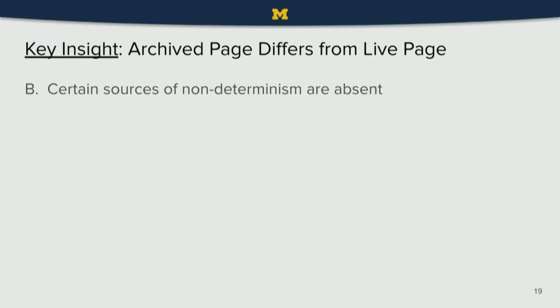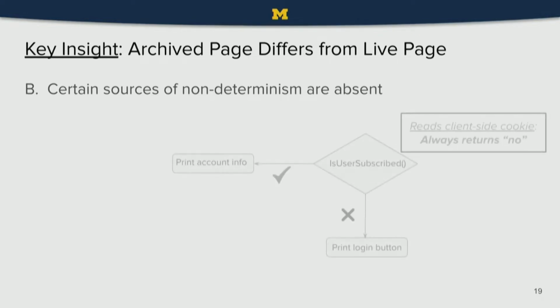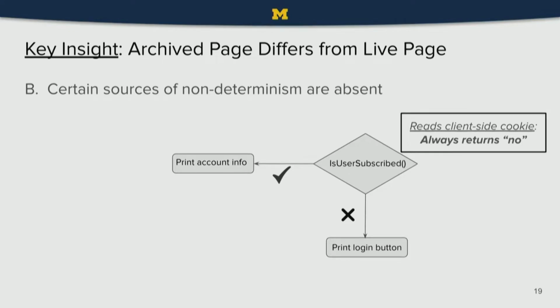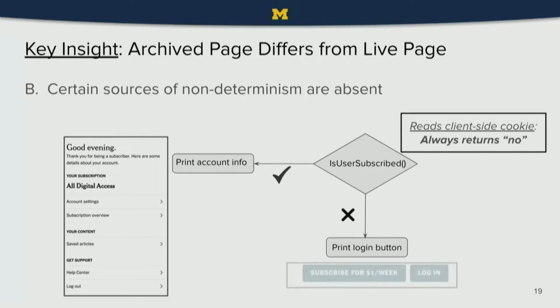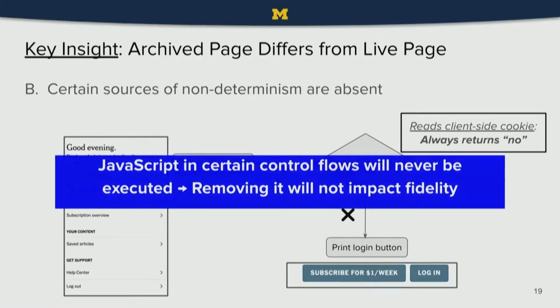The second point of difference is the fact that certain sources of non-determinism are absent in the case of an archive page. To understand this, let's again look at a snippet of JavaScript code from New York Times. There's this function called isUserSubscribed, which inspects the client-side cookie and checks for an authentication token. If this token exists, then it will print the account info, and if the token does not exist, then it will simply print the login button. Now, in the case of an archive page, this authentication token will never exist, and therefore this function will always take the same control flow. Basically, JavaScript in certain control flows will never be executed in the case of an archive page, and again, you can remove it without degrading fidelity.